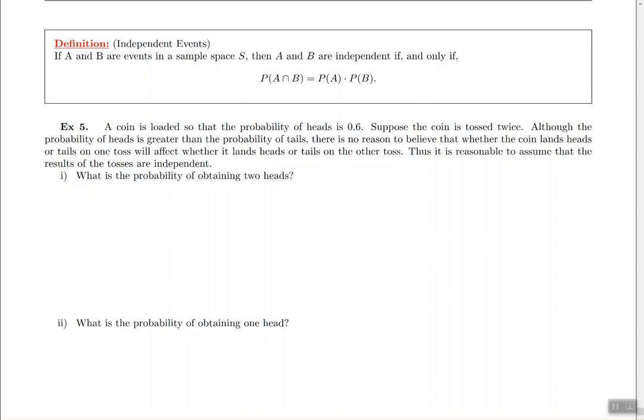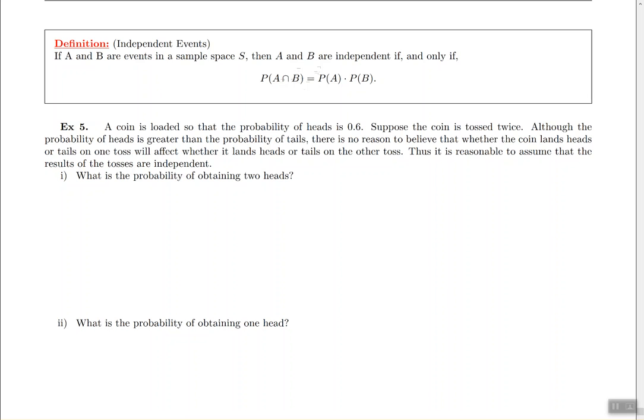The last definition in this section describes what it means to say independent events. We say that two different events are independent in the sample space if the probability of A and B is equal to the probability of A times the probability of B. Normally, that means the first event does not affect whether the second event is going to happen or not. So that's what we mean by independent events.